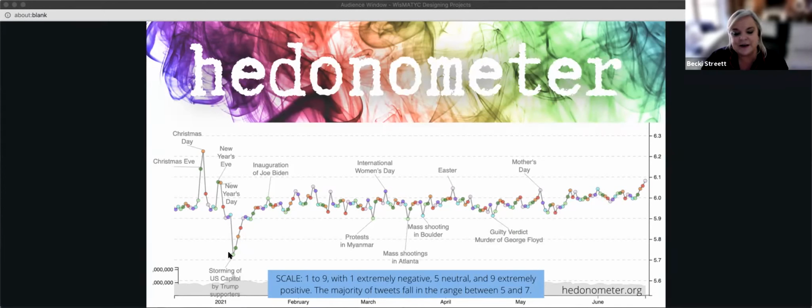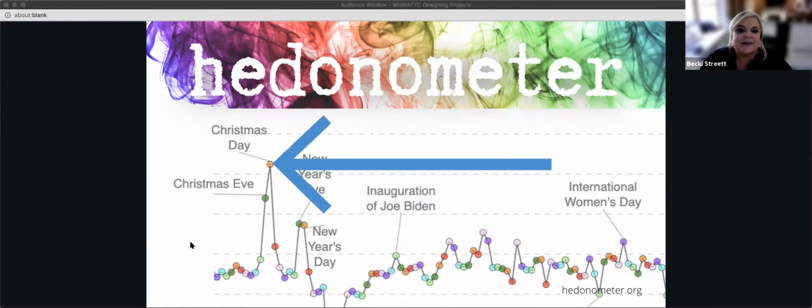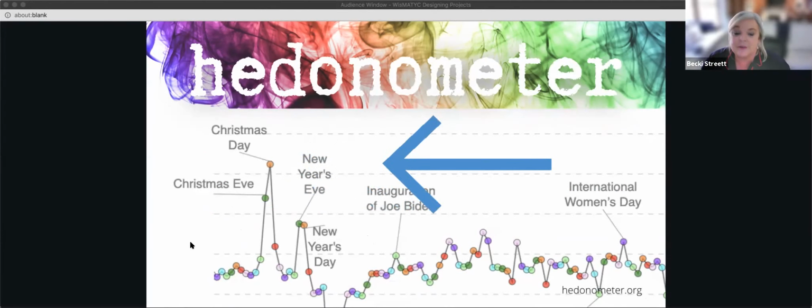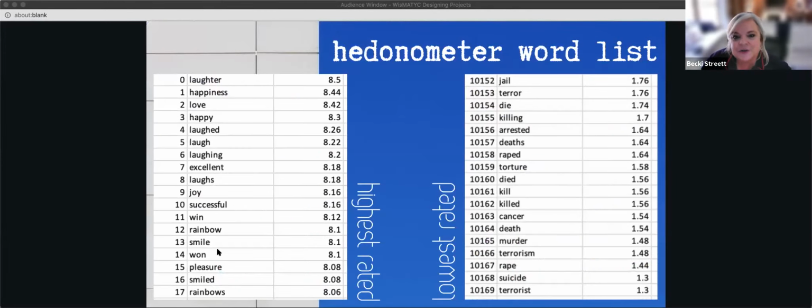Starting in 2009, every day they take a random sampling of 10% of all of the tweets that are posted, and they delete all of those stop words like the, and, or. And the words that are remaining, they give a happiness rating to them. And so then the average daily happiness ratings are graphed and correlated to real-world events. So Christmas Day, for instance, is always one of the happiest days of the year, according to the Hedonimeter and, by extension, Twitter.